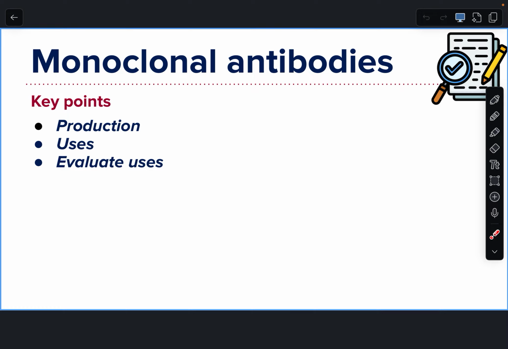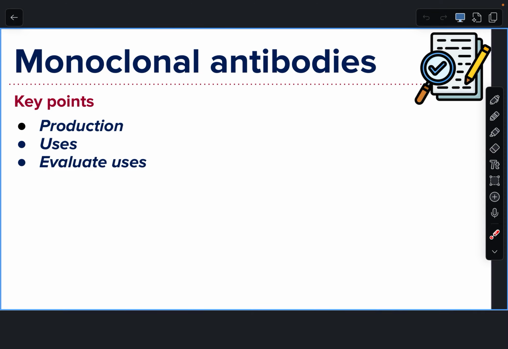And then you could get a 6-mark question to evaluate the uses or evaluate monoclonal antibodies. So again, I will show you how I will structure that answer, which will enable us to get 6 out of 6 in a 6-mark question on evaluation.